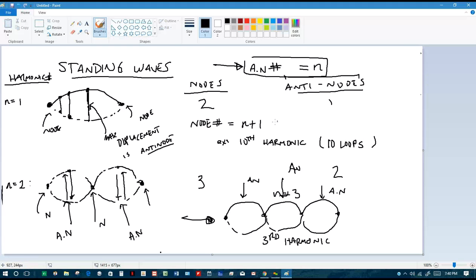So how many nodes would you have? 11 nodes. Yep, because this would be called n equals 10 for the 10th harmonic, right? Yeah. The 10th harmonic would be called n equals 10, and so you would just say 10 plus 1 is 11 nodes, right? Does that make sense? Okay. Any questions so far? No? Okay, so I'm going to erase this.